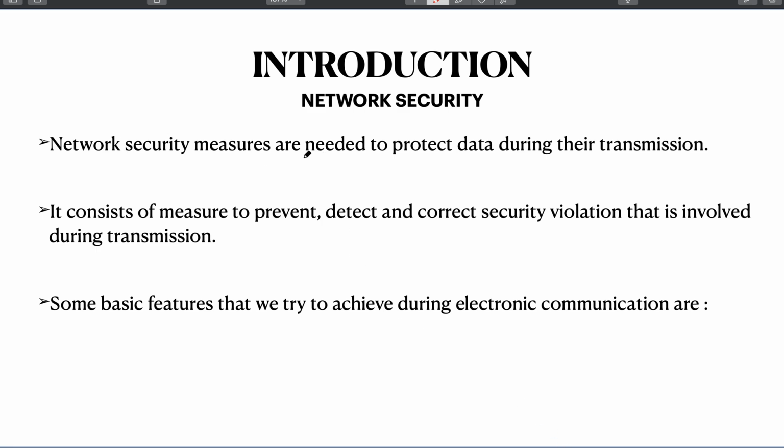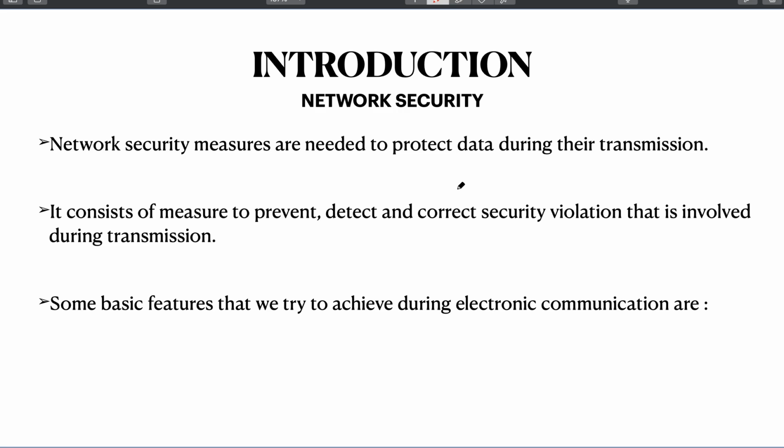Network security measures are needed to protect the data during their transmission. As we all know, we live in a world where a huge amount of data is being produced day by day. It is not just the production of data, but this data is also getting transmitted. So we need methods or means by which we can protect this data. Network security is all about how to prevent, detect, and correct the security violations that are involved while transmitting data.